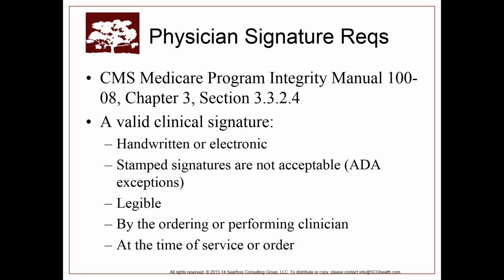We'll talk a little bit about electronic signatures. Stamped signatures are not acceptable unless there needs to be something that's accommodated under the Americans with Disabilities Act. So if there's an ADA accommodation because an individual can't write their own signature, then a stamp may be appropriate, but with technology, quite honestly, at this point in time, stamped signatures in every instance are not acceptable.